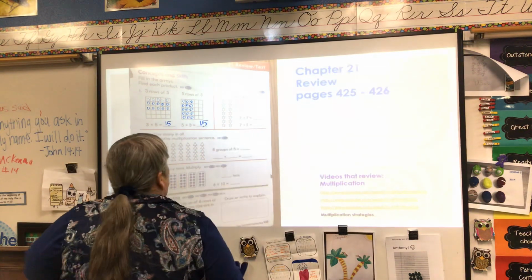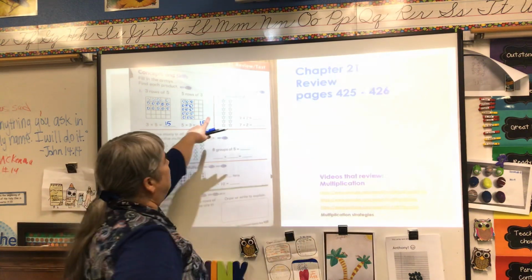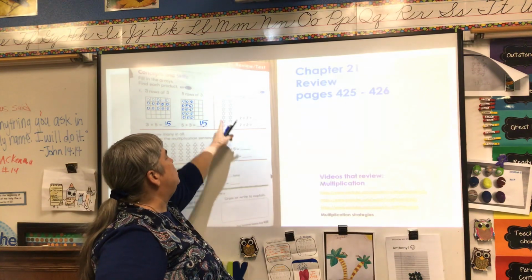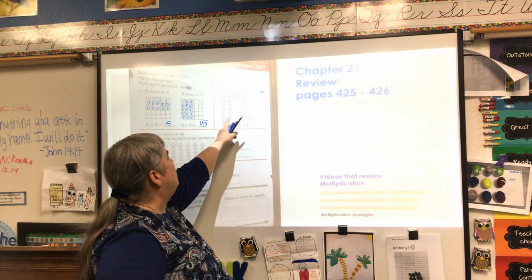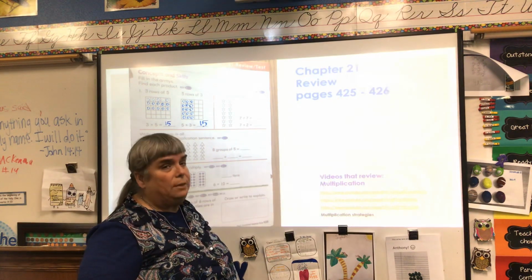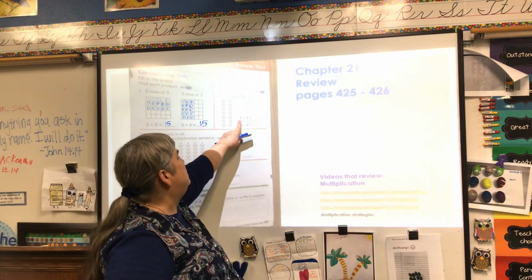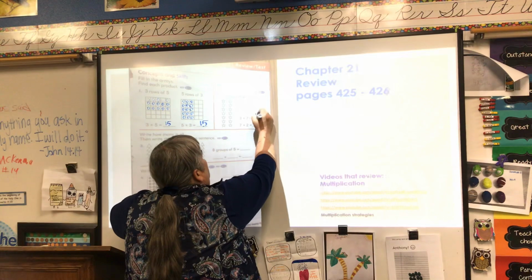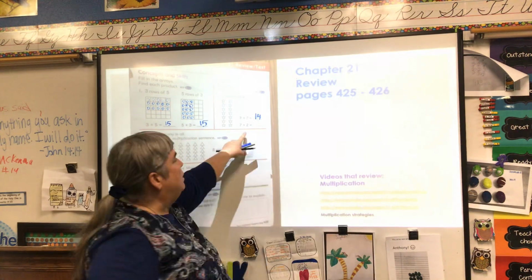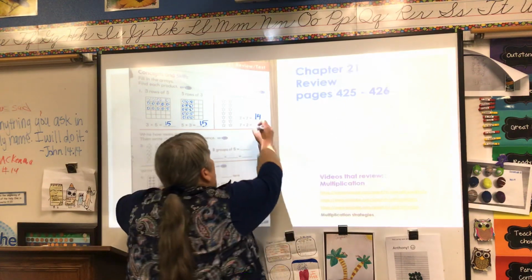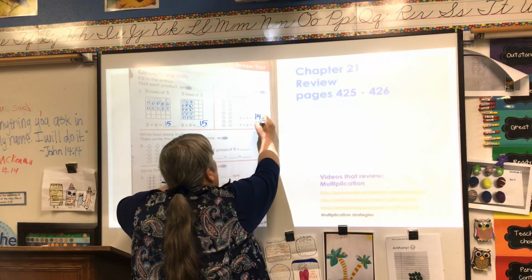7 groups of 2. So notice there in that array right there, there are 7 rows. 1, 2, 3, 4, 5, 6, 7. So the answer, if I were looking for the sum, I would have 7 plus 7, and the answer is 14. But if I wanted the product, I would have 7 times 2, and that would also be 14.